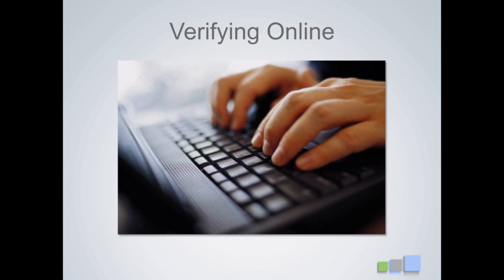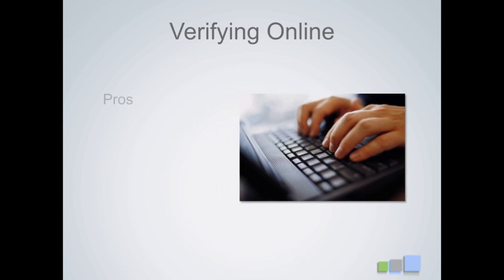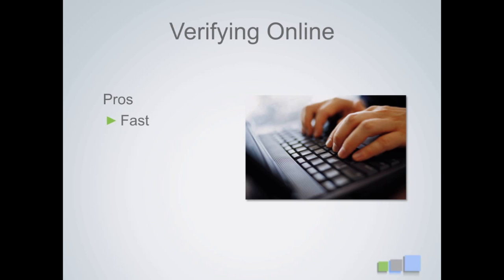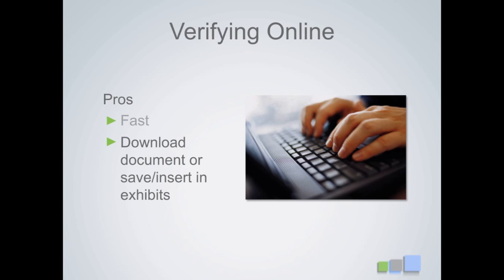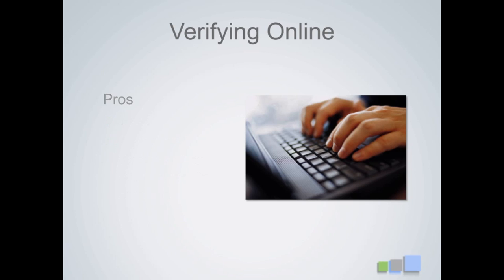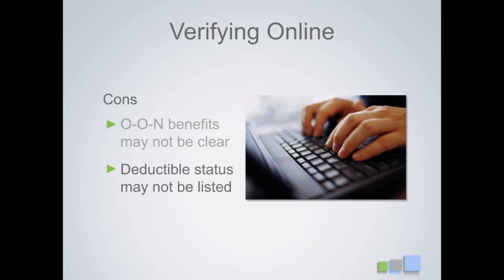First, we'll look at online insurance verification. Most private insurers have their own website where you can go to verify a patient's coverage. Going online is typically faster than making a phone call, and you have the benefit of downloading or saving a document that can be attached to a patient file. Some of the drawbacks are that the out-of-network benefits may not be clear if they are listed at all. Also, it may not show whether or not the patient has met their deductible.